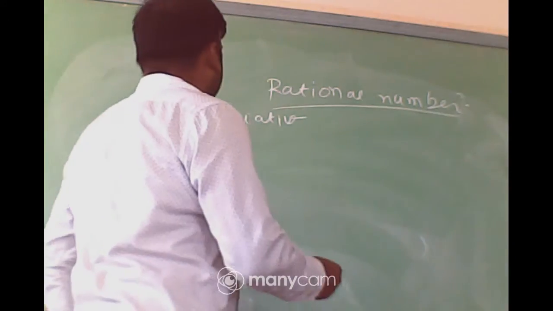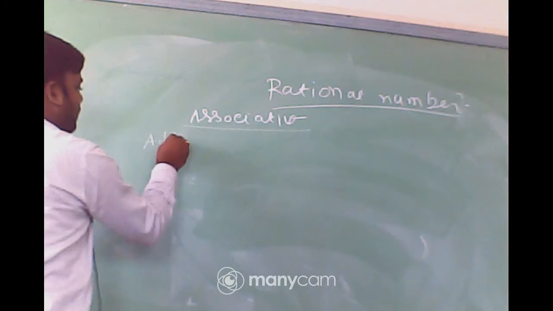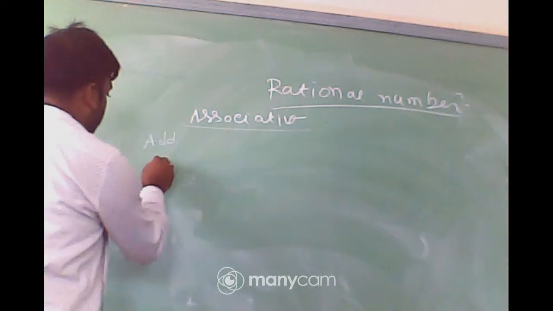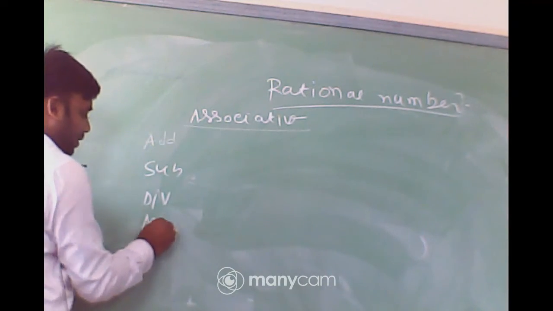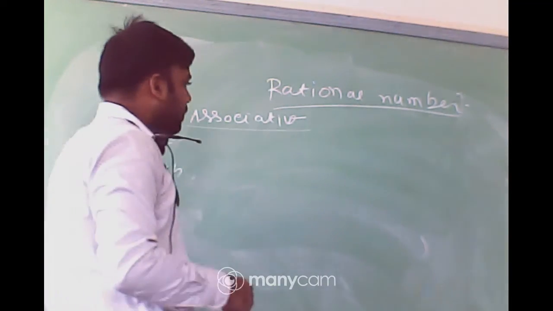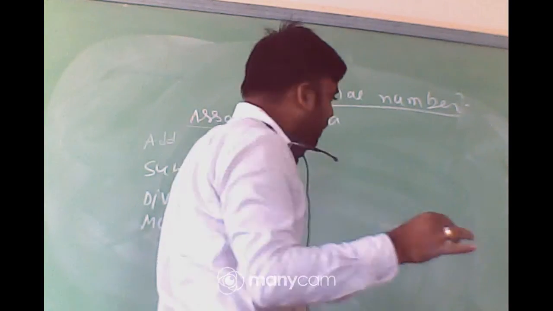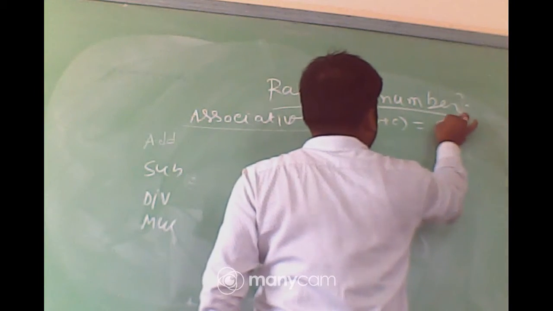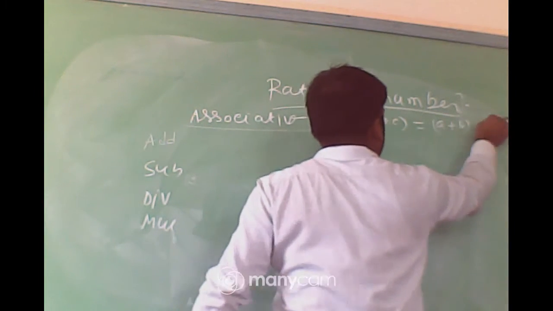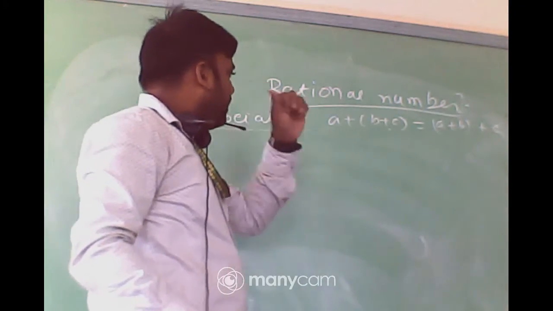That associative property. So today I will discuss addition first: addition, subtraction, division and multiplication. Now associative means, in the case of addition, a plus b plus c equals a plus b plus c. The bracket means we do that first.